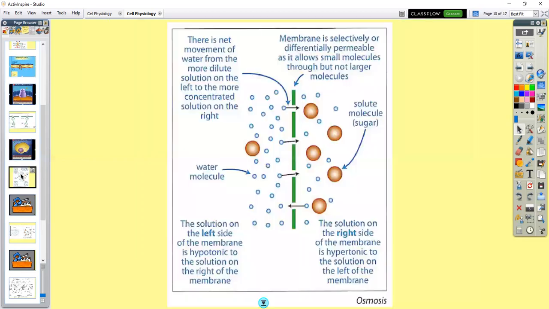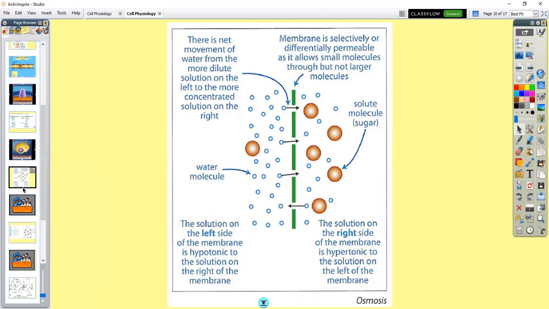Okay, then we go on and look at osmosis. So osmosis is defined as the net movement of water from a high water concentration, or a dilute solution, to a lower water concentration, or a more concentrated solution, across a selectively permeable membrane. Okay, so water moving from where there's lots of it to where there's less of it.